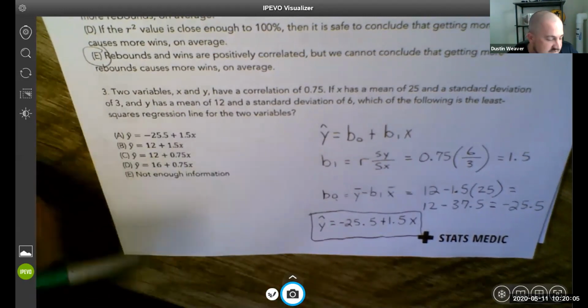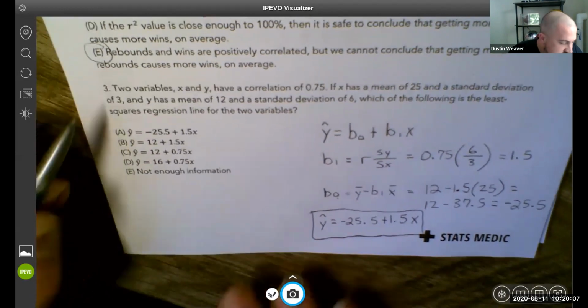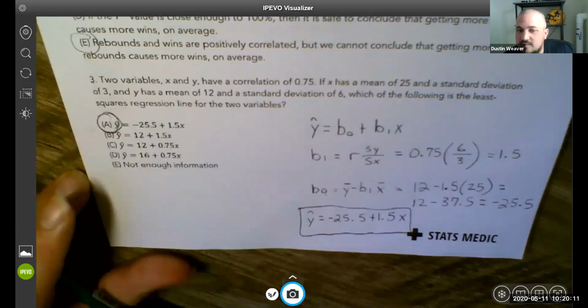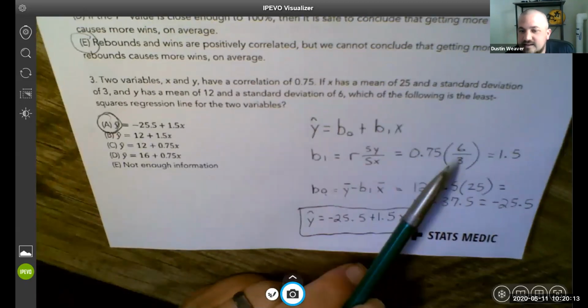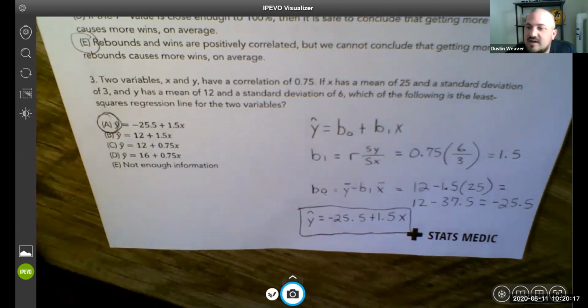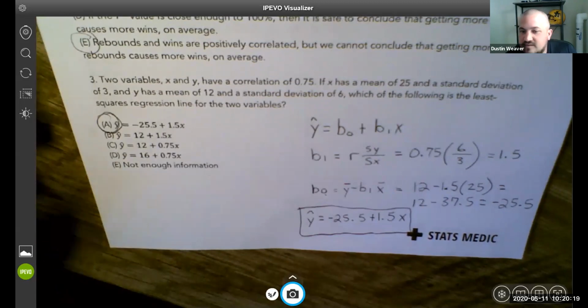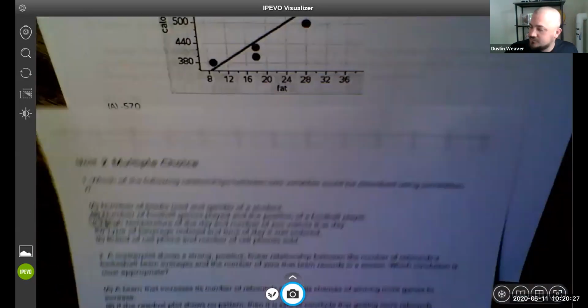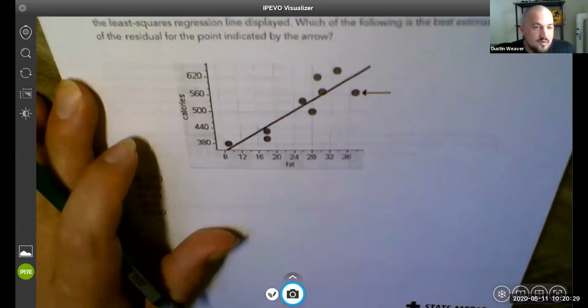This would actually be something that you would not necessarily need a calculator for, right? Because they're very easy calculations, like 6 over 3 is 2, 0.75 times 2 is 1.5, and to make those calculations, you wouldn't necessarily need the calculator. So that's number 3. Let's move forward to question number 4.